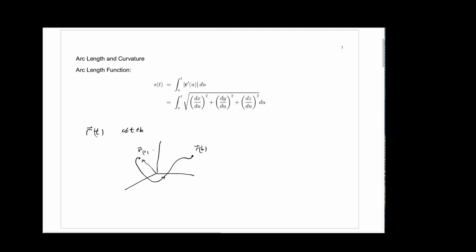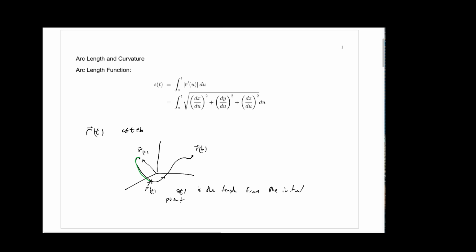Now, what is s of t? Well, at any point with parameter t, say we're here at r of t, s of t is the length of the curve from the initial point here until you get to that point with parameter t. It's the length of this piece of the curve. Let me draw that in here in green. That would be s of t. And for different values of t, you'll get different s of t.